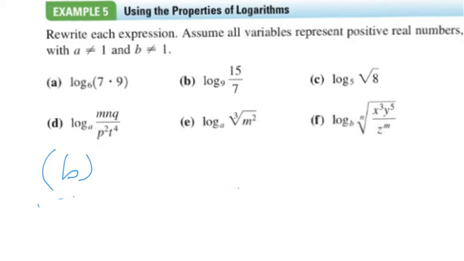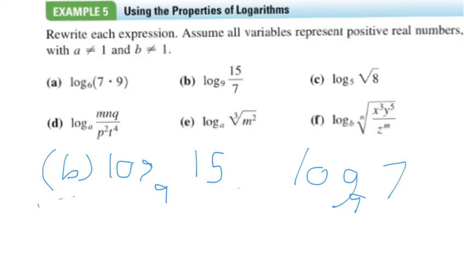For part B, log base 9 of 15 over 7. Since we're dividing, we can split them into separate logarithms, 15 and 7. Since we're dividing, we would subtract them. And that's how you do it.